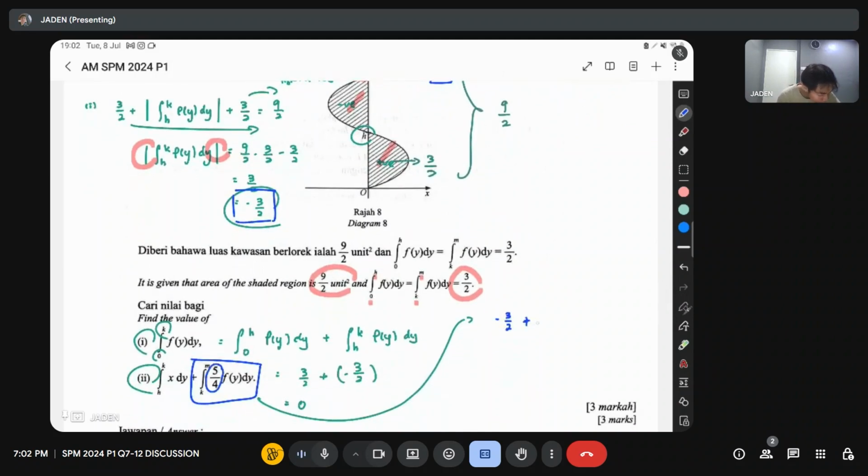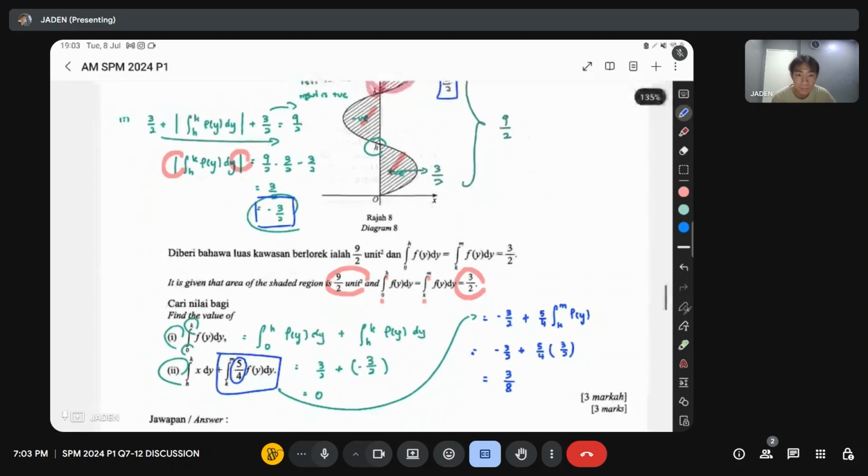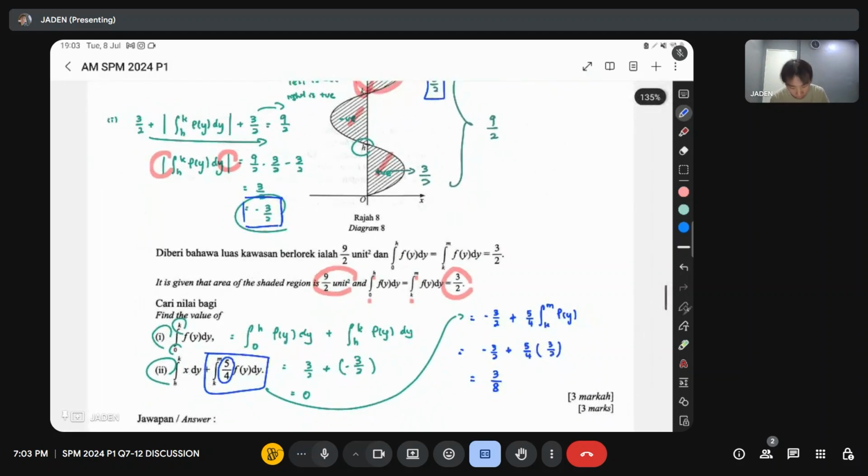So I want you to do it this way. You write it here: 5/4 integral from k to m of f(y) dy, and then negative 3/2 plus 5/4 times the 3/2. So your conclusion is 3/8. This is what you're going to put into your calculator, and you're going to get your final answer 3/8. So that is the end of question 10.